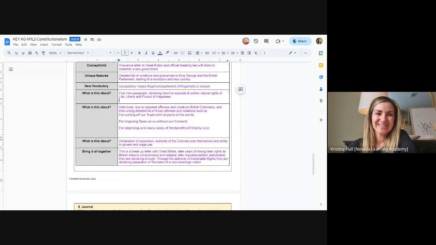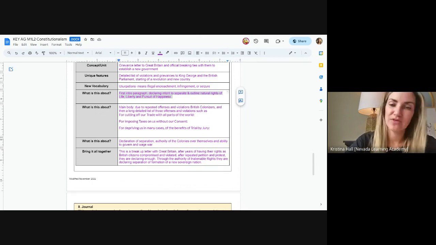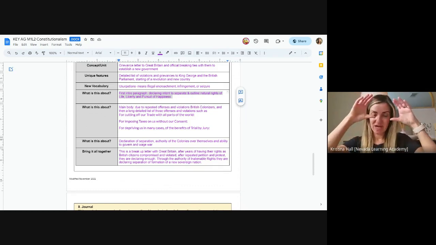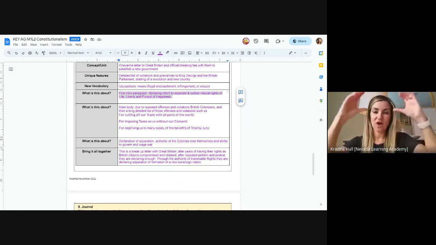All right. So what is this about? Again, I told you it's good to break it up. The first paragraph is declaring the intent. It's outlining the natural right. We hold these truths to be self-evident that all men are created equal, that we are going to break up with you. So when I'm doing this, I like to break the document up into sections and summarize.